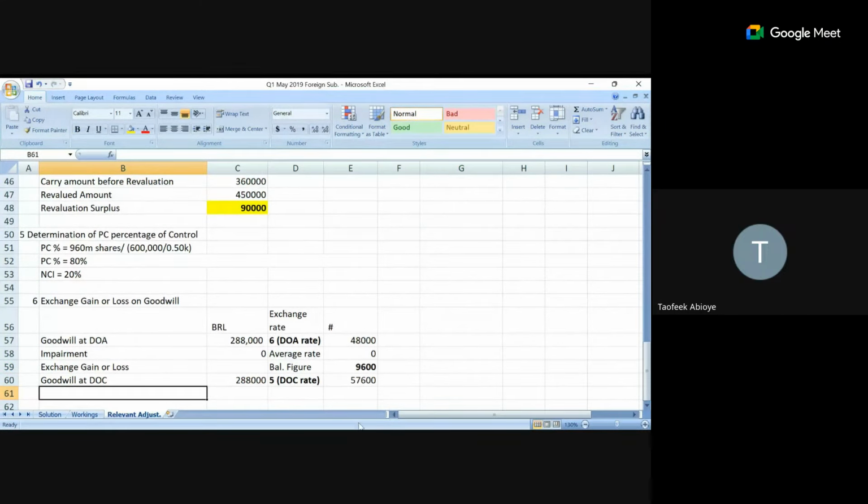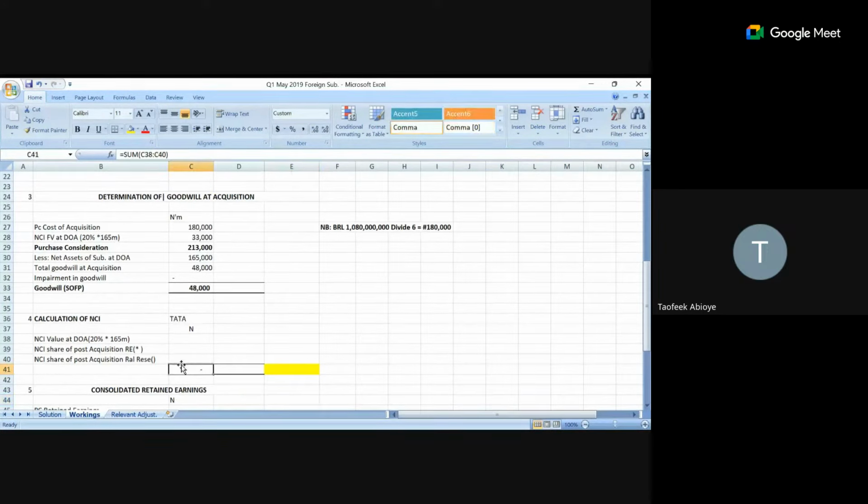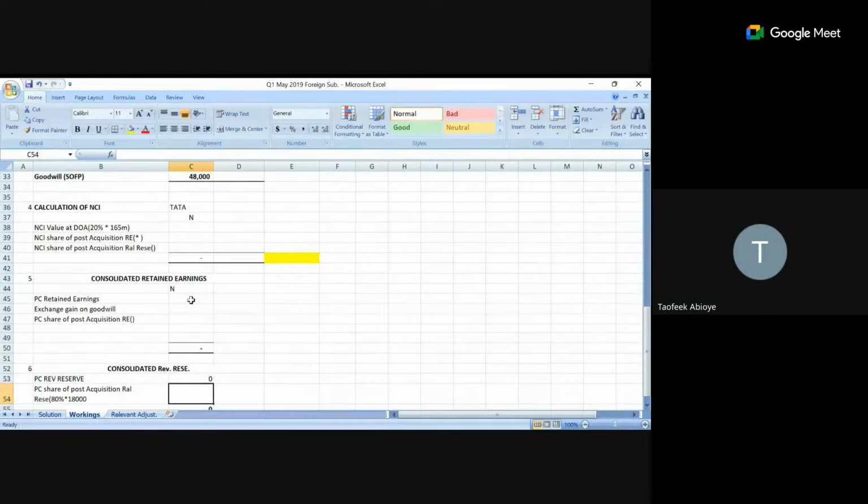Now, what is the group policy? The group policy is to measure NCI using proportionate net asset method. So this exchange gain belongs to only the parent company. So what is the retained earnings of the parent company in the balance sheet? Retained earnings of the parent company in the balance sheet. 525,000. Thank you.